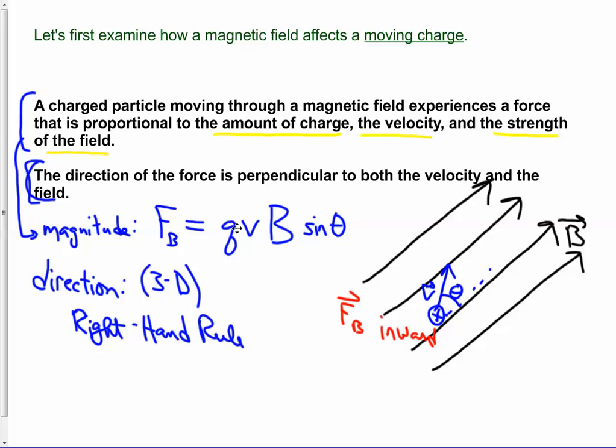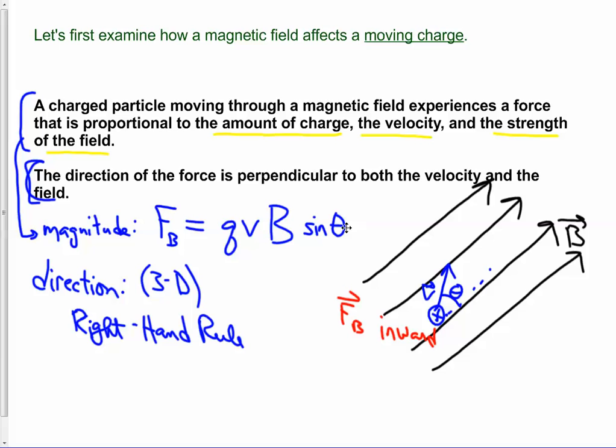The magnitude is QVB times sine of theta. So just to go over this again, Q is the charge of the particle, V is its speed, B is the strength of the magnetic field, and then sine theta, theta is the angle between the velocity vector, the direction that the particle is moving, and the direction of the magnetic field itself.